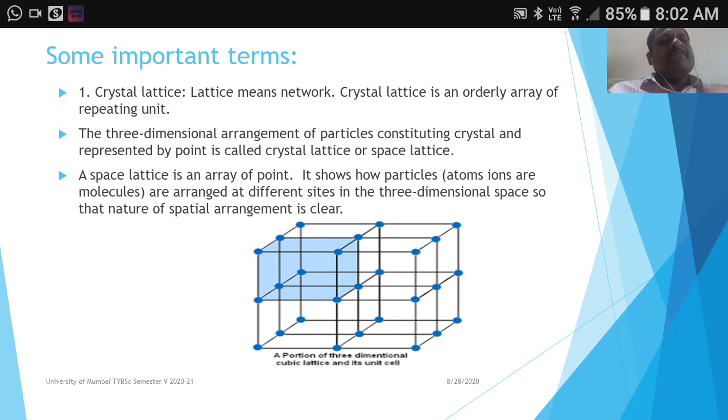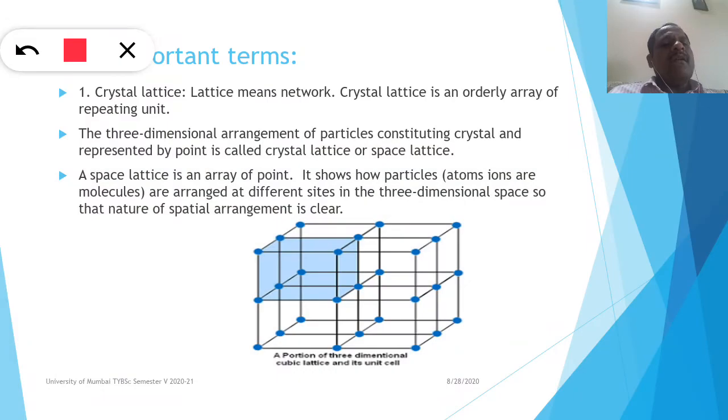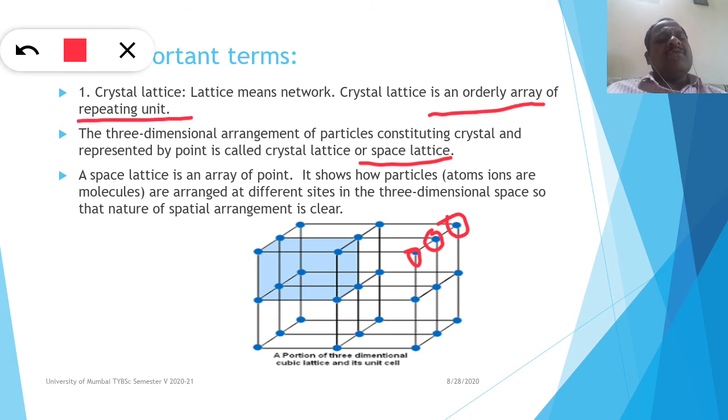I will tell you here. Suppose I have considered this as a point. This point indicates a unit cell. This is another point, another unit cell. So these unit cells arranged in a three-dimensional manner in space are called a space lattice. And what is a crystal lattice? An orderly array of repeating unit cells, which forms a network, is called a crystal lattice.